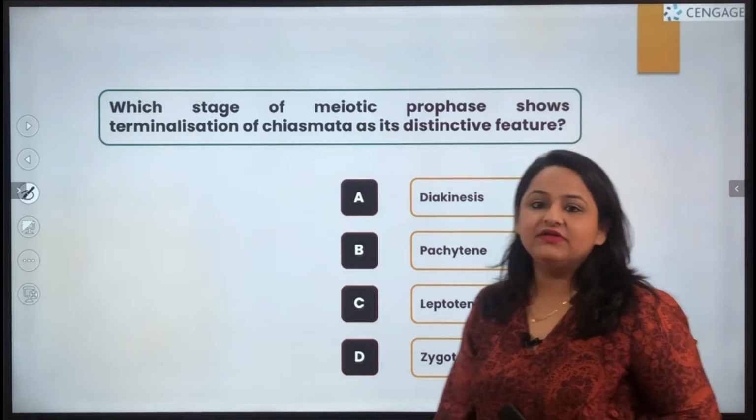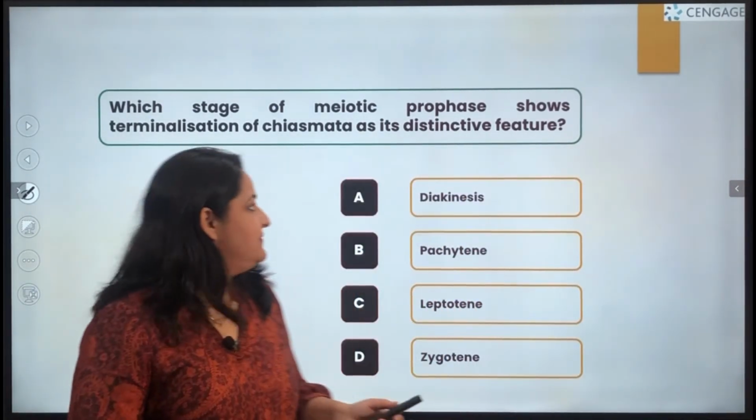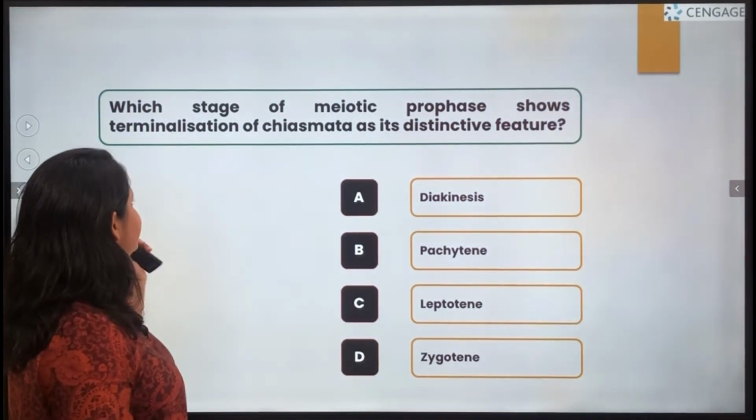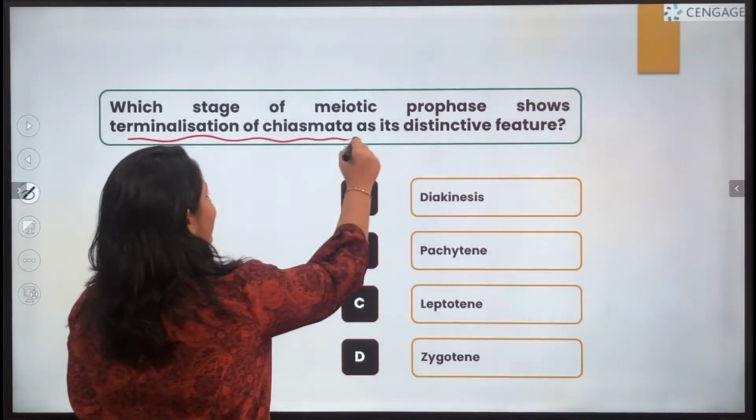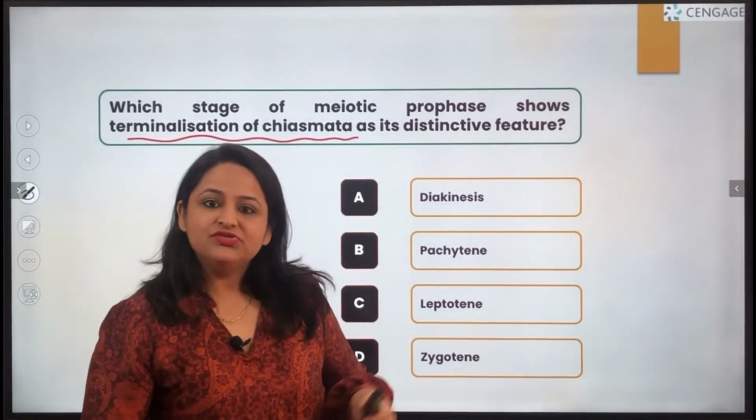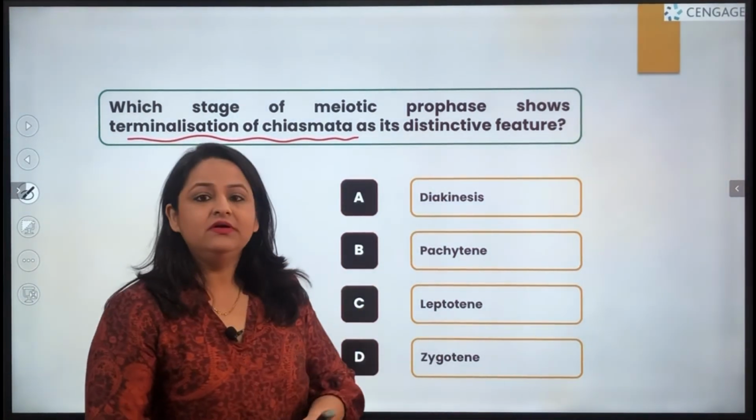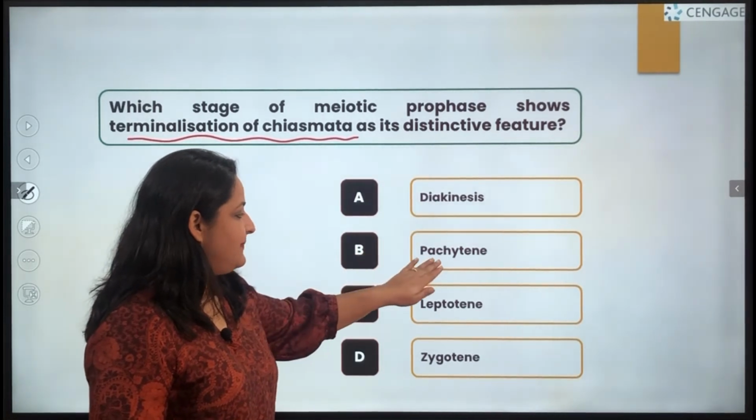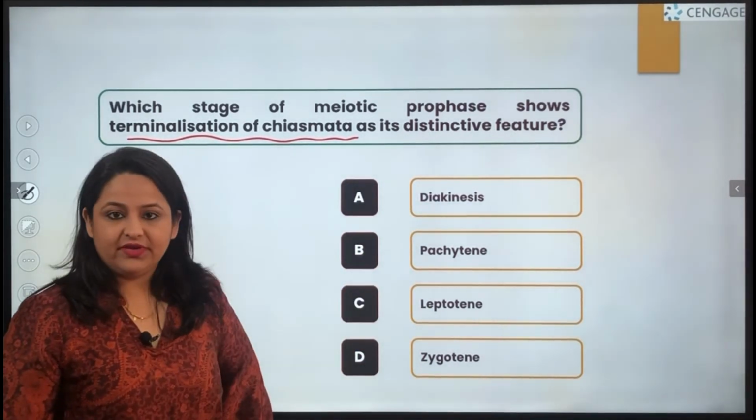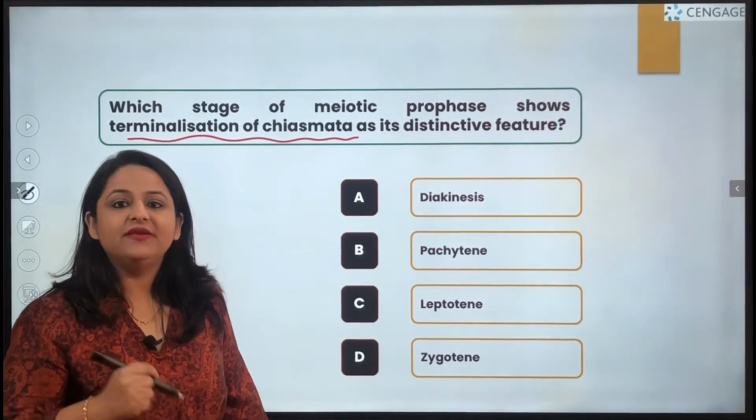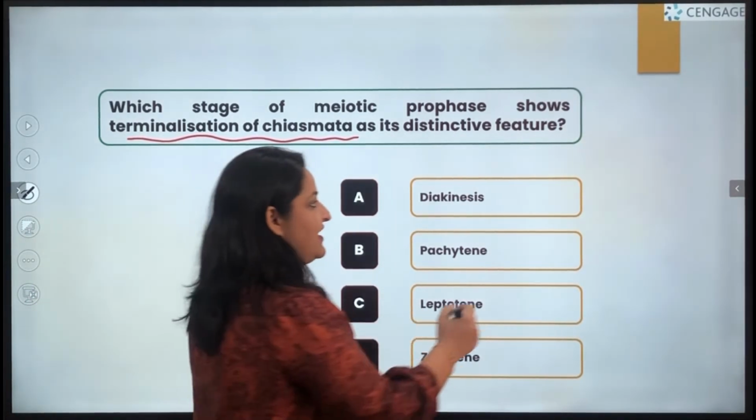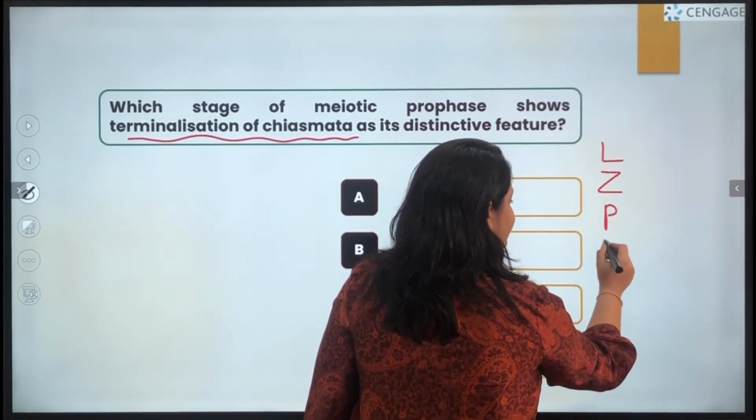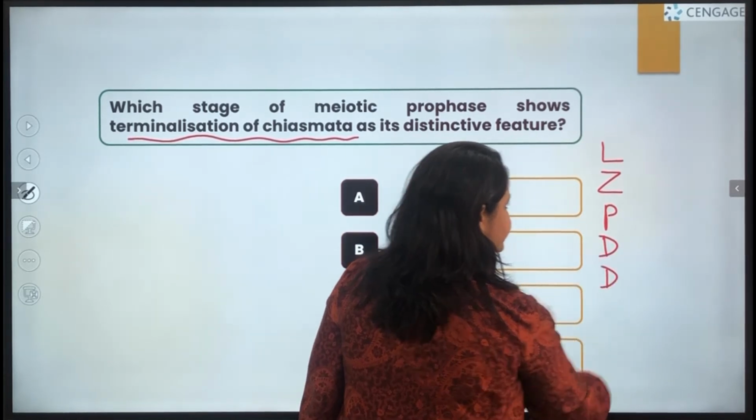Now let's talk about another question. So this is a very interesting question. Here they are asking which stage of the meiotic prophase shows terminalization of chiasmata as its distinctive feature. Now these are the various options of the prophase 1 of meiosis. They have given diakinesis, pachytene, leptotene and zygotene. So there are 5 stages in prophase 1 of meiosis. Those 5 are leptotene, zygotene, pachytene, diplotene and diakinesis.